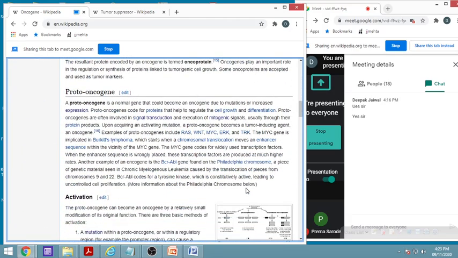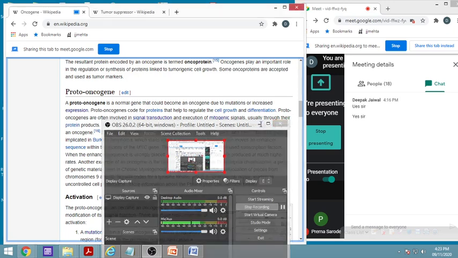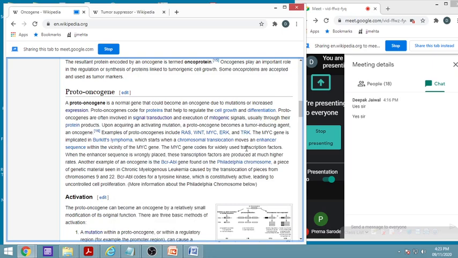So first, we have seen that a proto-oncogene is a normal gene. This can become an oncogene due to mutations or increase in expression. They code for the proteins that help to regulate cell growth and differentiation. Examples of these proteins: there are many proteins we have seen which take part in replication in various phases of the cell cycle. We have seen all these proteins, which can be enzymes or restriction point agents which are activating. By this mechanism they regulate the cell growth and the differentiation.